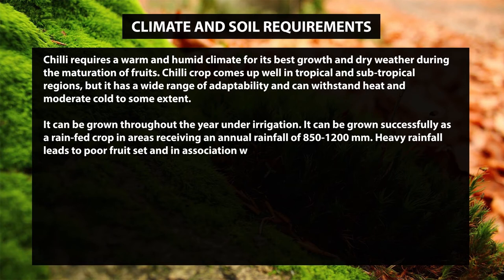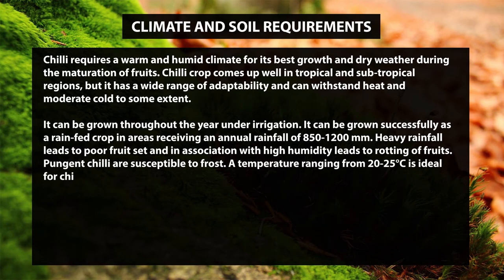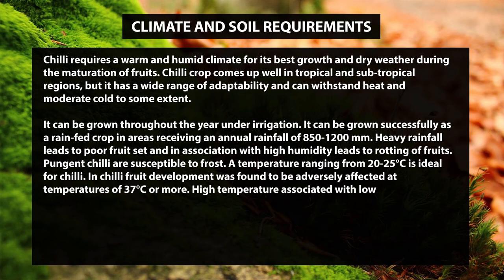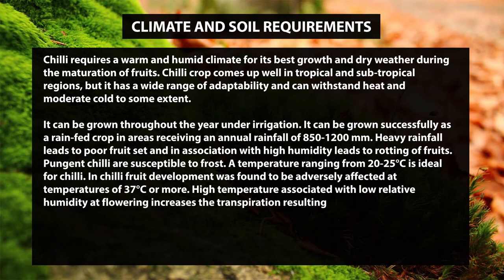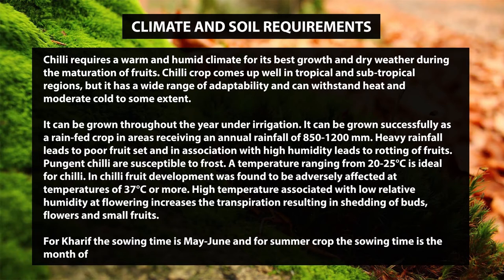Heavy rainfall leads to poor fruit set, and in association with high humidity, leads to rotting of fruits. Pungent chilli are susceptible to frost. A temperature ranging from 20 to 25 degrees is ideal for chilli. Fruit development was found to be adversely affected at temperatures of 37 degrees or more. High temperature associated with low relative humidity at flowering increases transpiration, resulting in shedding of buds, flowers and small fruit. For Kharif, the sowing time is May to June, and for summer crop, the sowing time is the month of January.